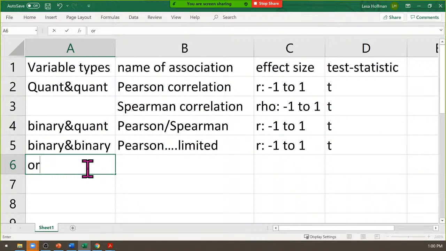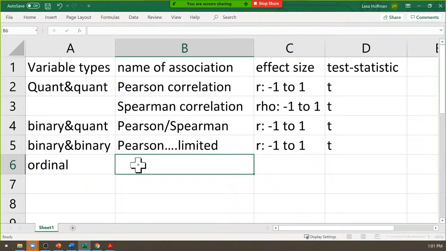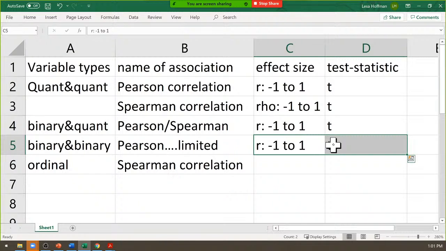What about ordinal and any of the others? The chi-square? Chi-square is one way to do it we haven't talked about. What's another one? Yeah, you can do Spearman for this. That can be a Spearman one with these.